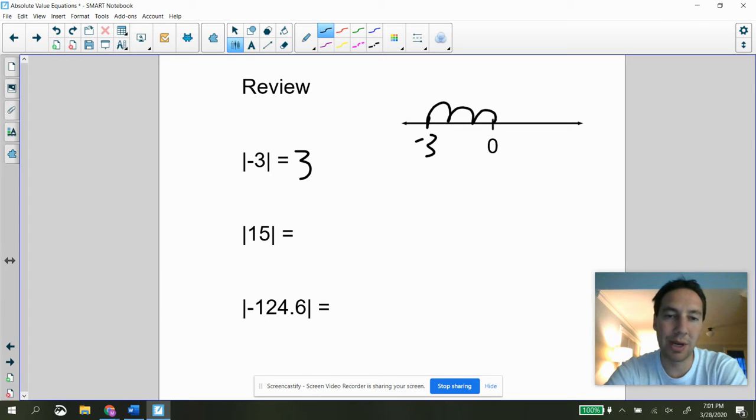I'll tell you a little secret. When I was a kid, I'm sure some teacher told me about the distance away from 0. I just remembered if it was negative, you make it positive. So what happens if it's already positive? What's the absolute value of 15? Why, it's just going to be 15.